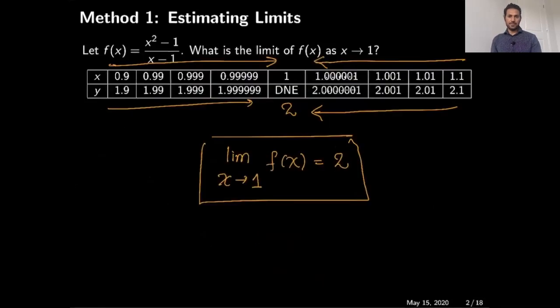Let's summarize this example with the table. When I'm approaching 1 from the left, the values of the function are approaching 2. And when I'm approaching 1 from the right, the values of the function are approaching 2. So when the left limit and the right limit are equal, we say the two-sided limit, the limit as x approaches 1 with no plus or minus, is also 2.